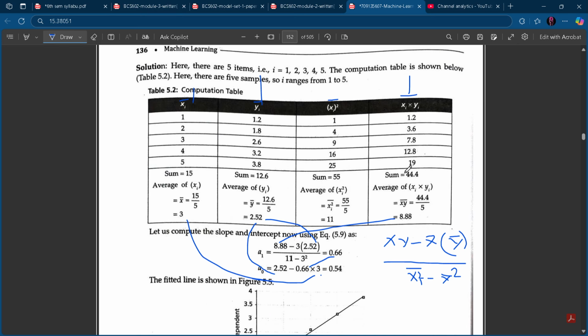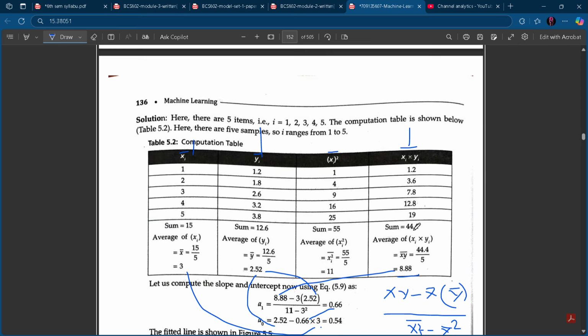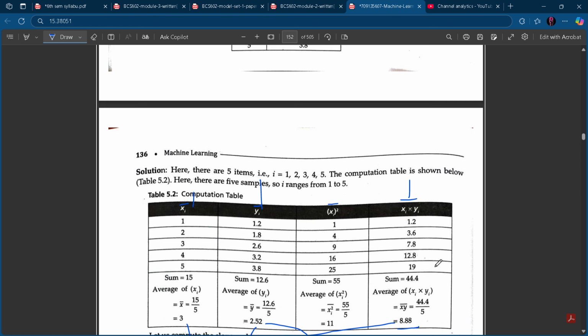So now we take the value 8.88. I won't look, I remember the formula. So xy bar is 8.88 minus the bracket. See, these two are in a bracket. You cannot subtract this and then multiply the answer. It's not like that. First you have to multiply both. What you will do is 3 into 2.52. Multiply these two values, and then 8.88 minus this value.